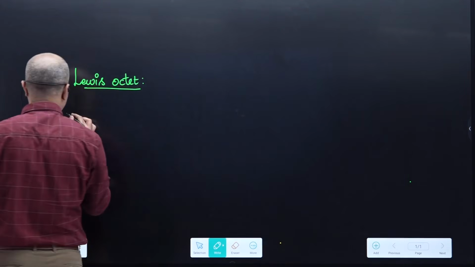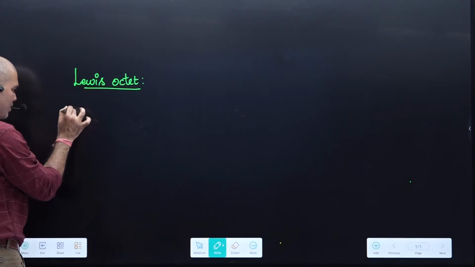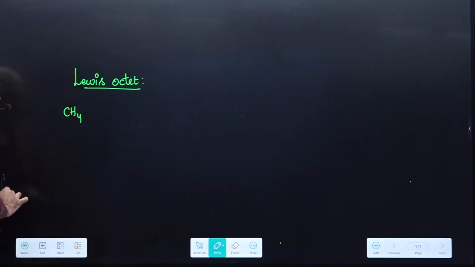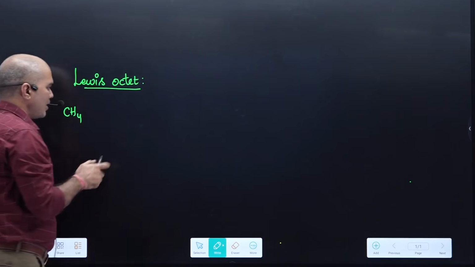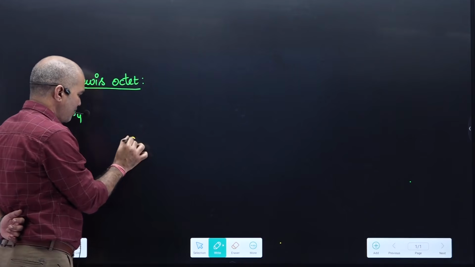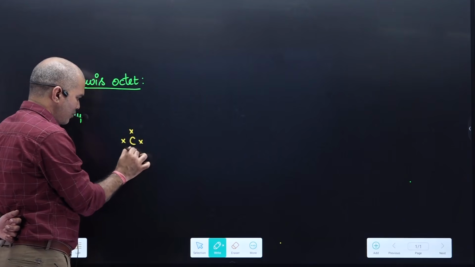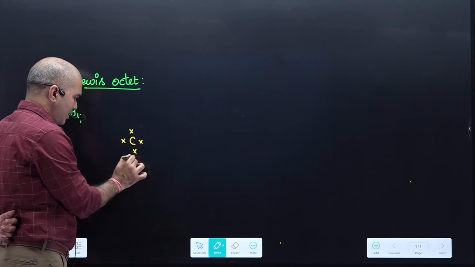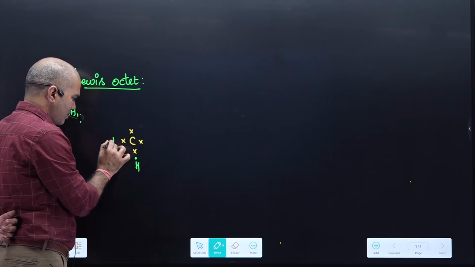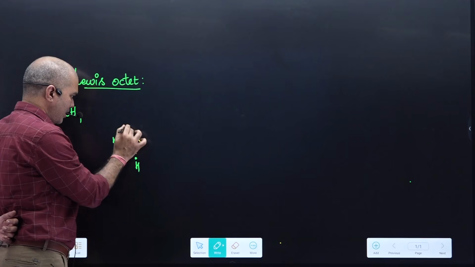If I give you methane, how should I write the Lewis dot structure? There is no particular geometry, so don't just put it as tetrahedral. Simply, carbon is present. Carbon will have 4 valence electrons. You put just 4 valence electrons. There are 4 hydrogens, and each hydrogen contributes 1 electron.